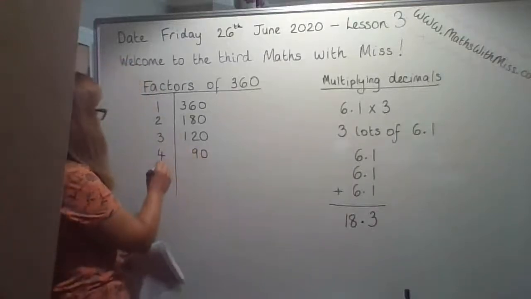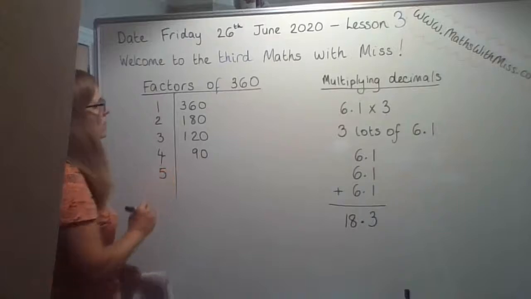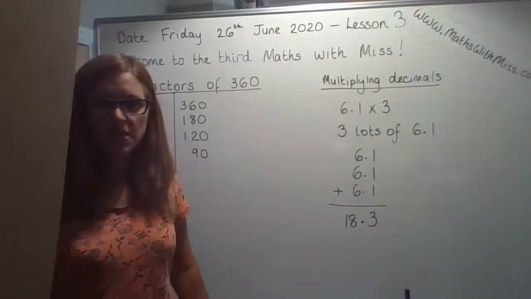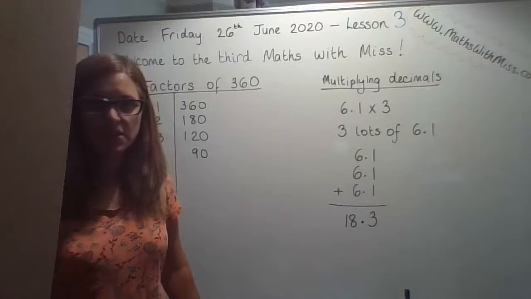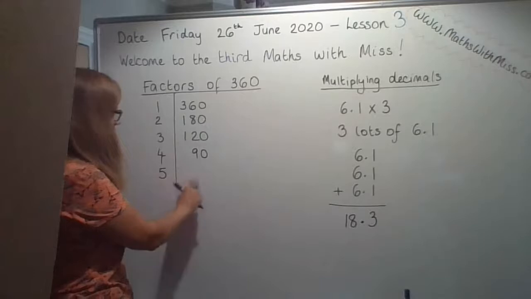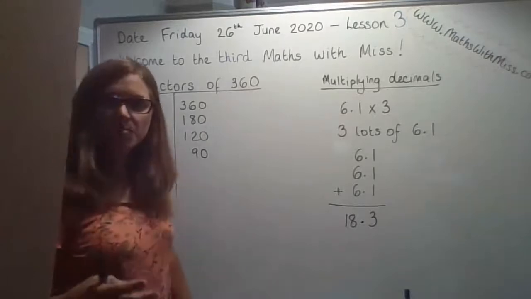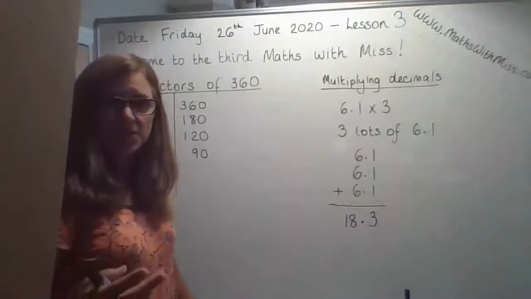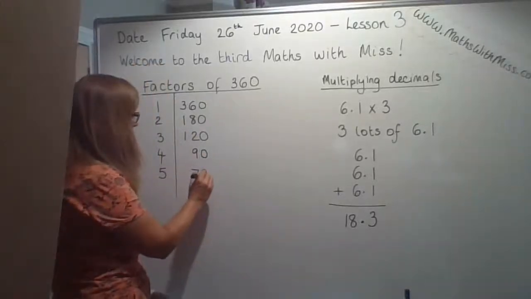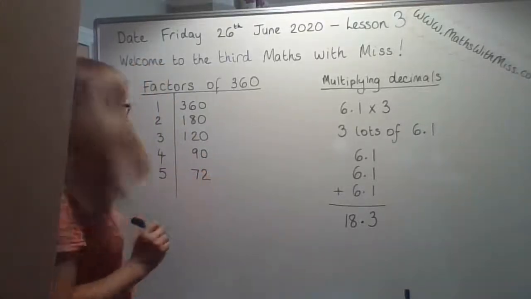Let's keep going. 5. Well, I know that 10 multiplied by 36 gives me 360. So therefore, 5 must have to be doubled, twice 36, to give us that 360. So we're multiplying by 72.